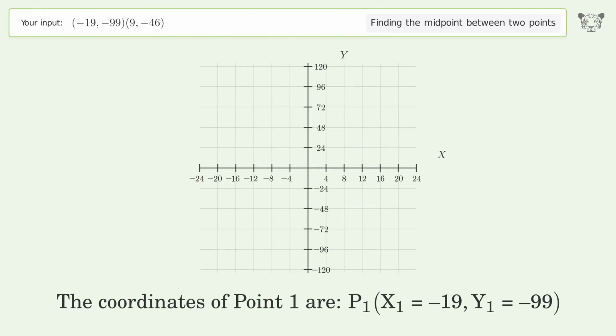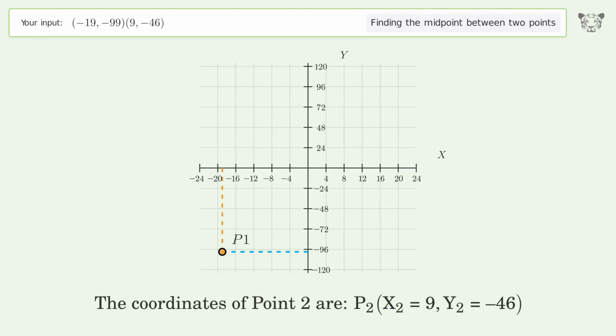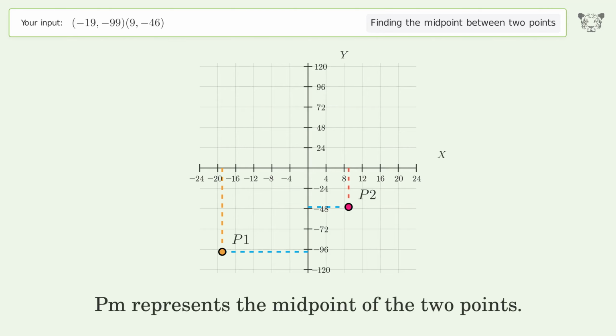The coordinates of point 1 are, x1 equals -19, y1 equals -99. The coordinates of point 2 are, x2 equals 9, y2 equals -46. PM represents the midpoint of the 2 points.